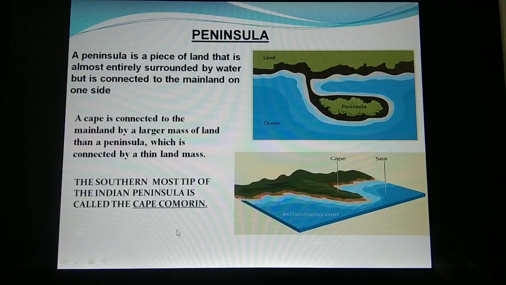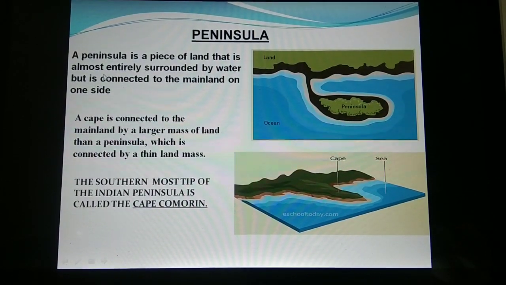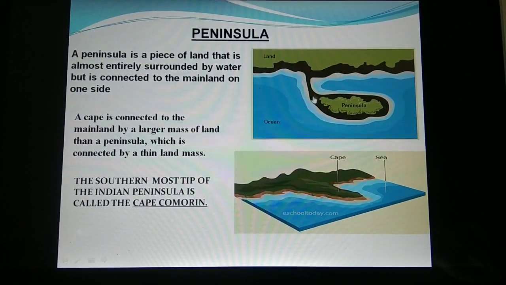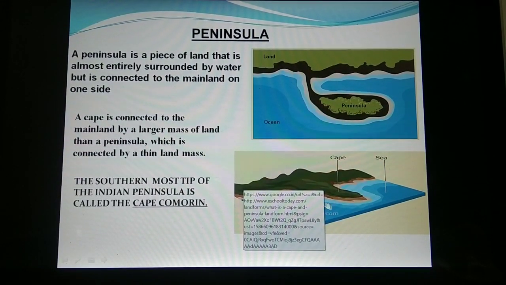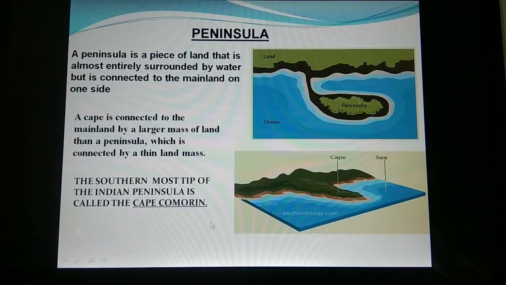Peninsula. A peninsula is a piece of land that is almost entirely surrounded by water. Look over here, it's a piece of land entirely surrounded by water, but connected to the mainland on one side. This is the mainland, and it is connected with the mainland from one side. While a cape is connected to the mainland by a larger mass of land. Look over here. This is also surrounded by water from three sides. In the picture, you can see it is connected with the mainland by a larger amount of land.